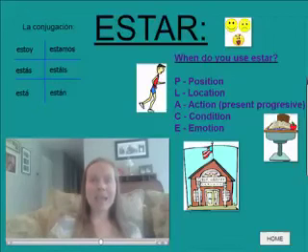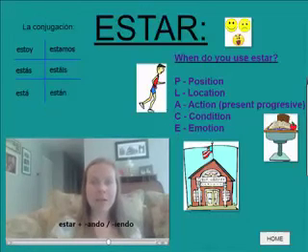The A stands for action. Now, when we talk about action, we're referring to the present progressive. This is when you use estar plus ando for AR verbs or yendo for ER/IR verbs. This in English would be the equivalent of is or are ing, like we are jumping, he is swinging. So an example in Spanish would be ella está corriendo.